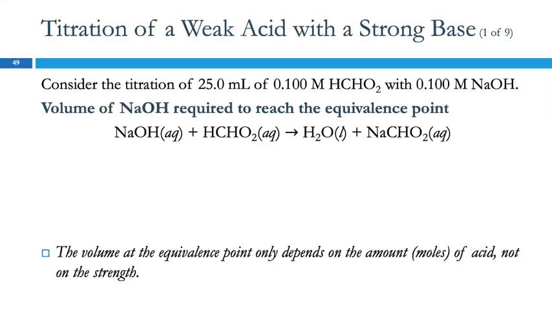On Monday, we looked at the titration of a strong acid with a strong base, and now we're going to look at the titration of a weak acid with a strong base. So we're looking at 25 milliliters of formic acid, HCHO2, with sodium hydroxide. These concentrations are equal. And so the first thing we're going to do is look at the volume of sodium hydroxide needed to reach the equivalence point.